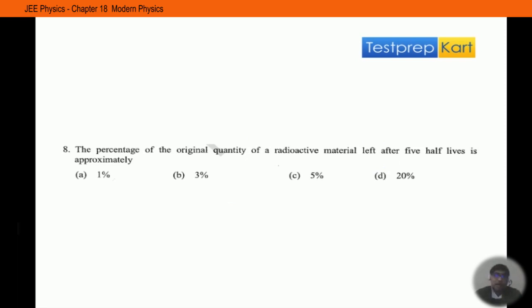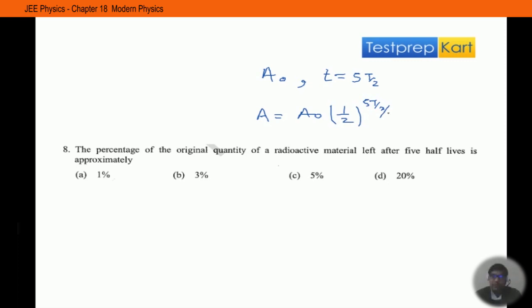Next is a percentage of the original quantity of a radioactive material is left after 5 half-lives is approximately. Okay, so let's assume that initial quantity is A0, and time is given 5 half-lives. So we can write T equals 5 T half. Okay. So we can use the expression for radioactive decay, A equals A0 into 1 over 2 to the power T over T half. So T is 5 T half divided by T half.